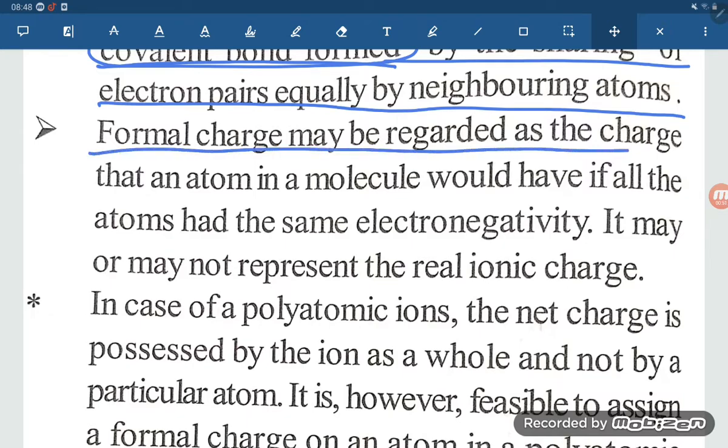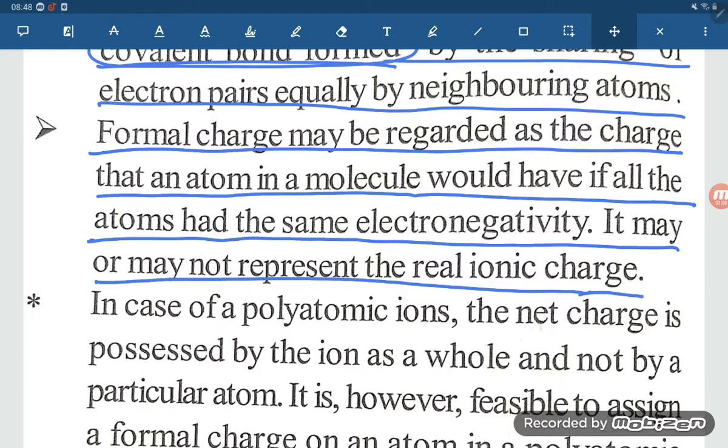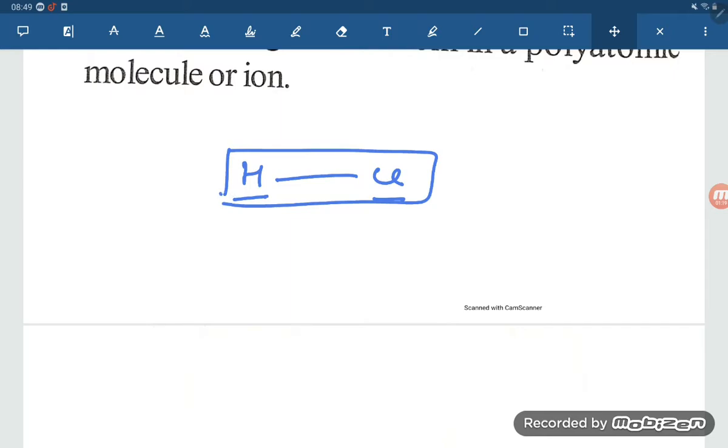Formal charge may be regarded as the charge that an atom in a molecule would have if all the atoms had the same electronegativity. It may or may not represent the real ionic charge. What is the meaning of this line, student? Let us try to understand. They are saying if you are ignoring the electronegativity of hydrogen and chlorine, in that case how much charge is each atom occupying, that is what is known as formal charge.